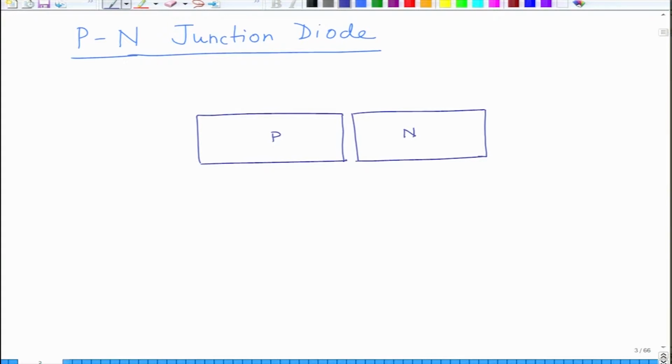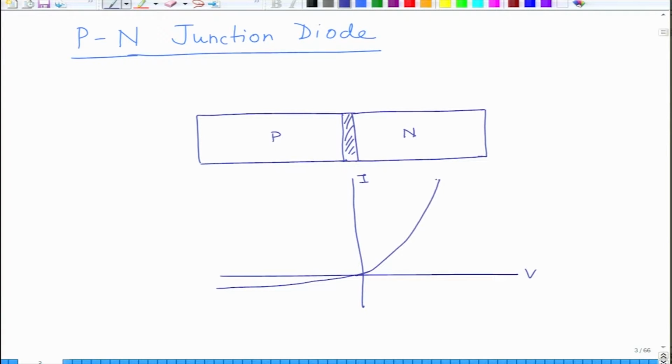So, when you create a junction between the two and measure the IV characteristics of such a device, with current on this axis and voltage on this axis, you get a behavior like this. On the positive voltages, which is also called forward bias, there is an exponential increase in the current and you get large currents, and at reverse bias, which is at negative voltage, we get a very small current.